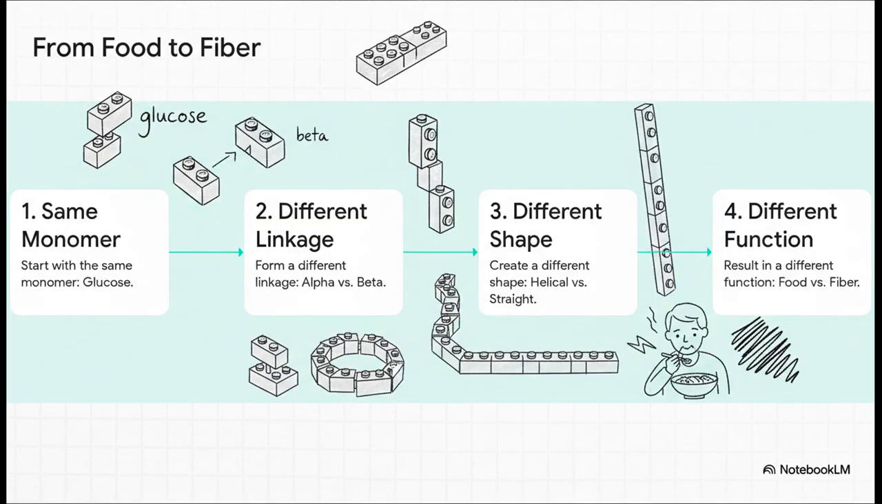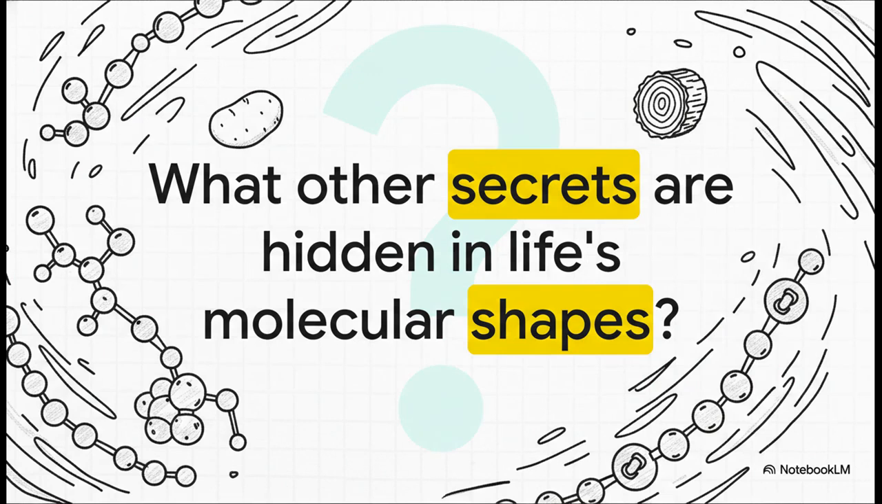So let's just trace that incredible story one last time. We start with the exact same Lego brick, glucose. We snap it together with a slightly different twist, an alpha link versus a beta link. That tiny twist creates a totally different shape, a coil versus a straight rod. And that different shape leads to a completely different function, energy we can eat versus fiber we can't, food versus wood. And that kind of leaves us with one last big question to chew on. If just flipping a single chemical bond can create the difference between a potato and a tree, what other amazing secrets are hiding in the shapes of all the other molecules that build life?